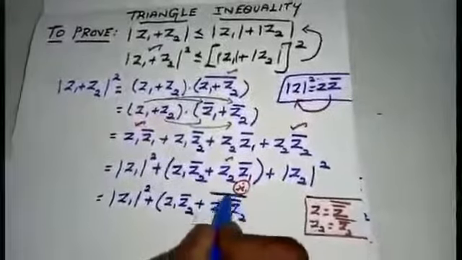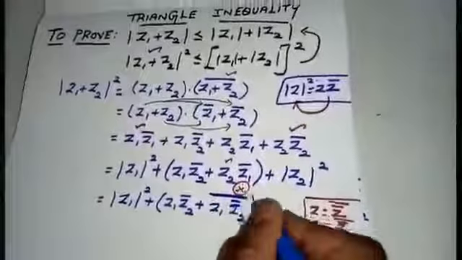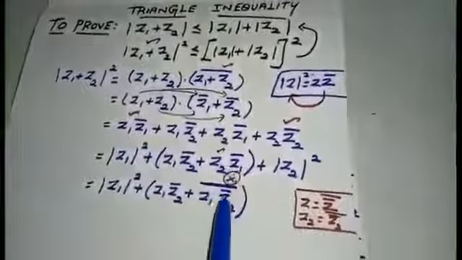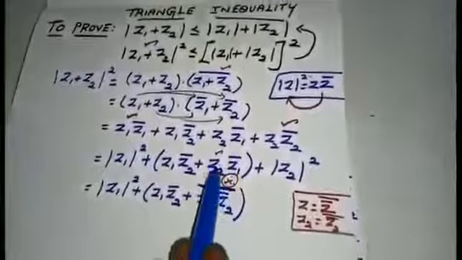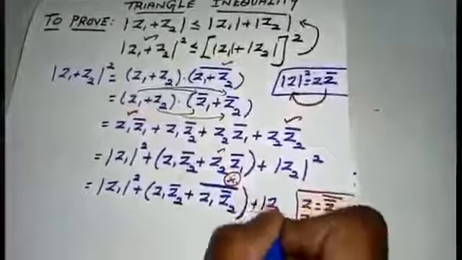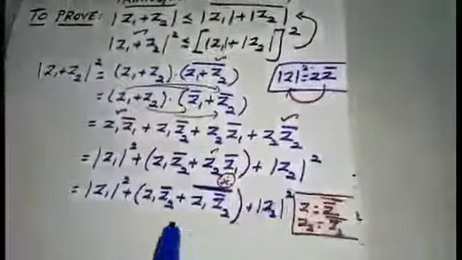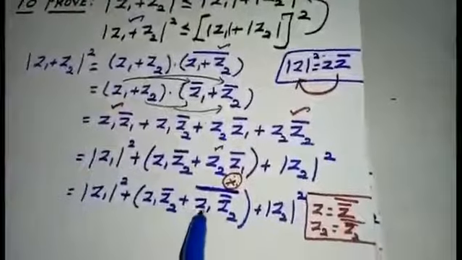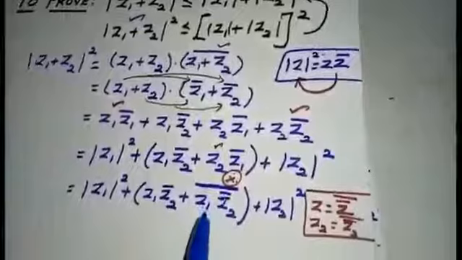Now see here, without changing the meaning I am writing the term, that is Z1 bar is as it is. Z2 bar, the whole bar is nothing but again Z2. Plus, what is the last term? Modulus of Z2 the whole square. If you make any mistake in this place, you can't prove this theorem, students. So be careful in this place.